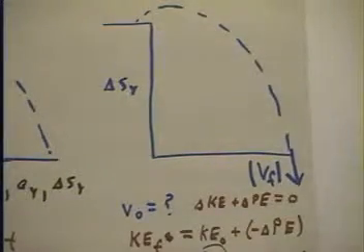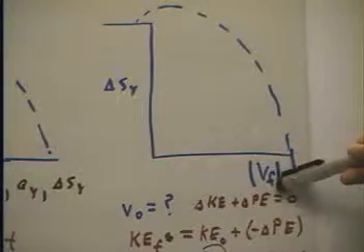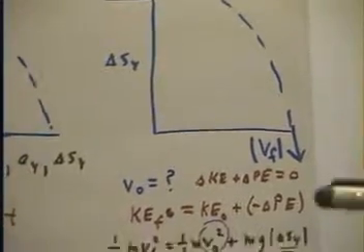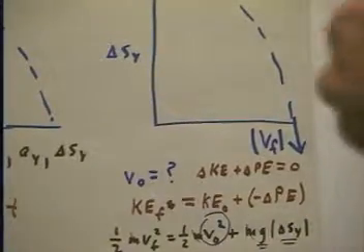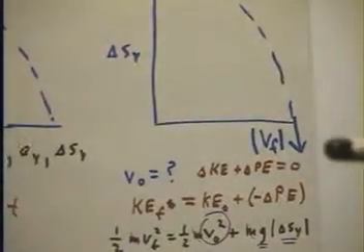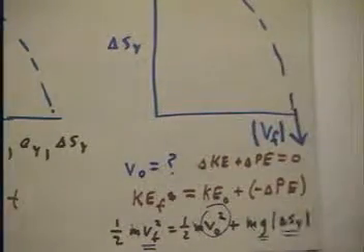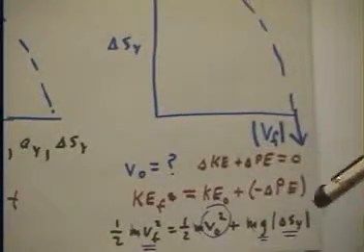And this tells us that the angle doesn't matter. The angle doesn't have any effect on what our final velocity is, or what our final speed is. It'll have an effect on the angle at which we impact, but not on the speed. Okay, so we assume that V0 is unknown, and we use energy.